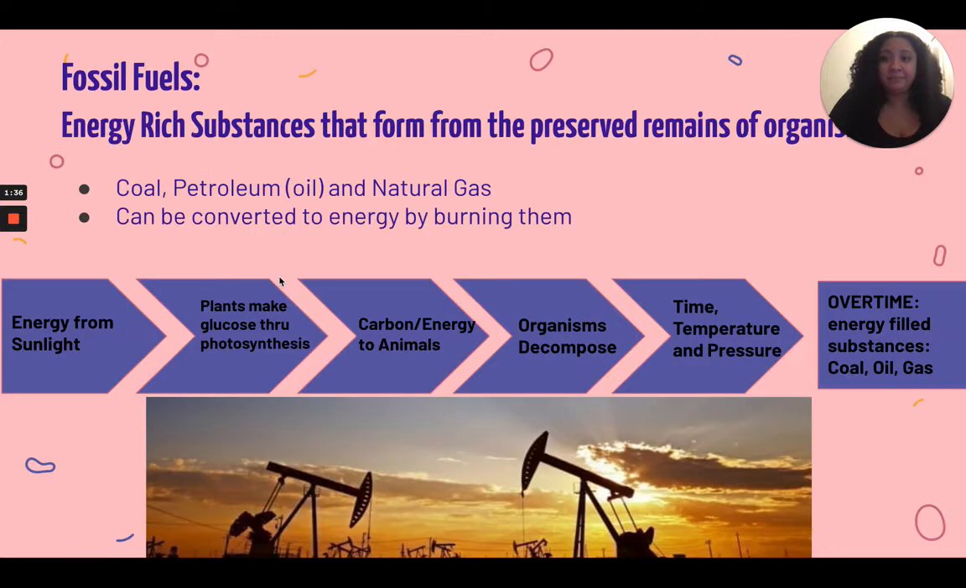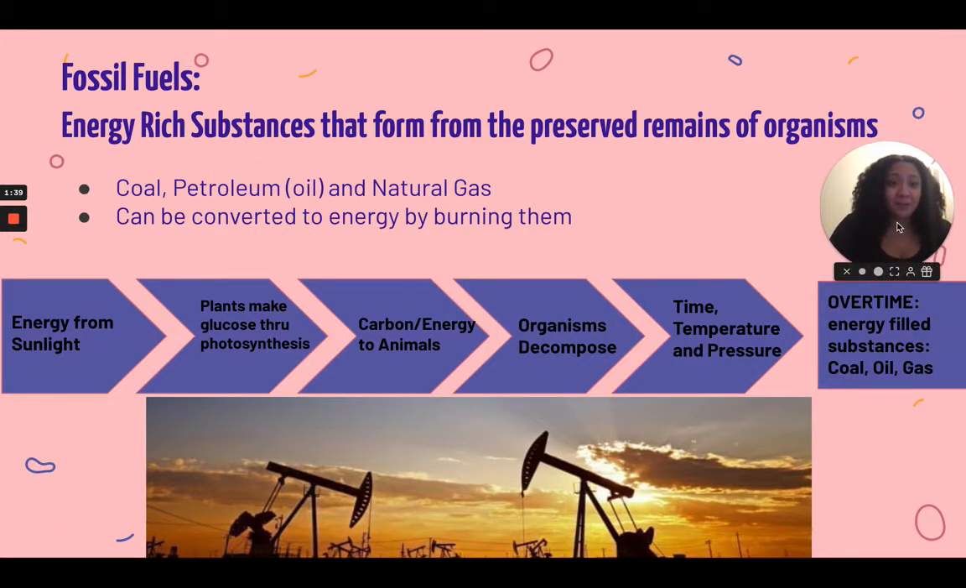Okay. So what is a fossil fuel? I just talked about it. A fossil fuel is an energy-rich substance that forms from the preserved remains of organisms. There's coal, there's petroleum or oil, and there's natural gas, depending on how it's preserved and formed, or what type of organism decayed in there. And that could be converted into energy for us to use by burning them.